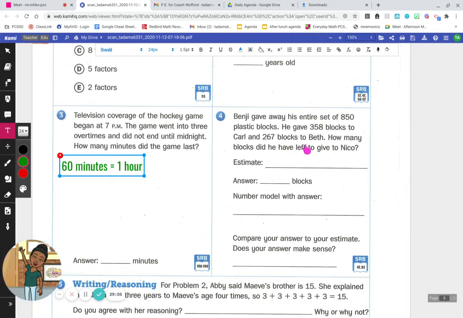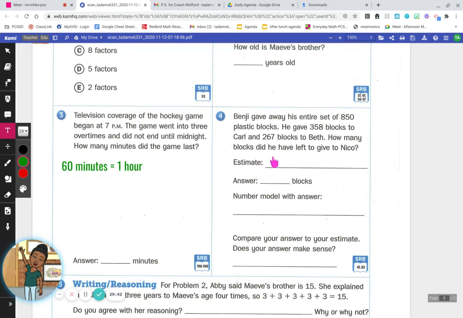Number 4, Benji gave away his entire set of 850 plastic blocks. He gave 358 blocks to Carl and 267 blocks to Beth. How many blocks did he have left to give to Nico? A couple steps we have to make here. 1, we're going to estimate how many blocks he had left. He started with 850. He gave 358 away and 267. How many blocks does he have left to give to Nico?